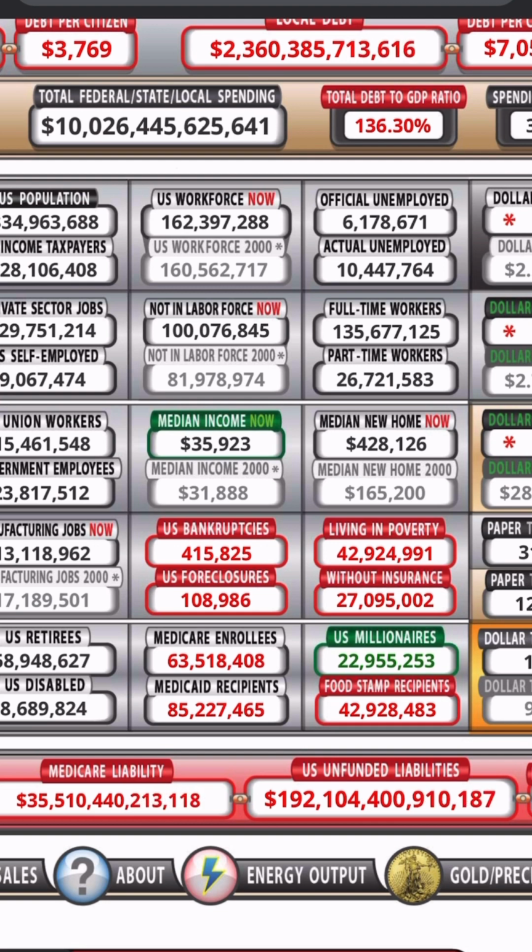So U.S. bankruptcies is red, as it went up. That's why it's red. 415,000 bankruptcies reported. Homes in foreclosure are 108,000. People can't meet the obligations of payments, and these numbers are in the red. Living in poverty, 42 million. Without insurance, 27 million. Medicare enrollees, this has increased. Medicaid recipients has also increased. That's why, if you look at these numbers, they are red.